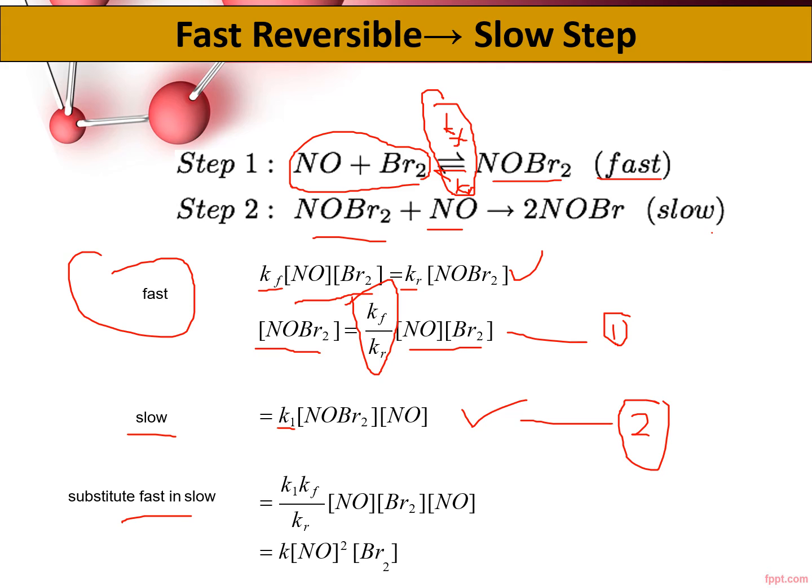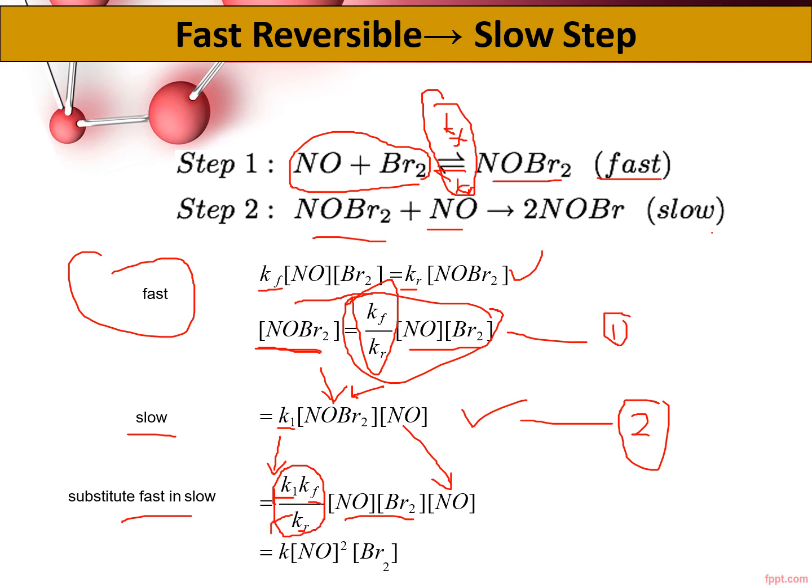So number 1 we have [NOBr2] can be substituted here. All this value can be substituted here. So K1 remain. [NOBr2] is equal to KF over KR, so you put KF over KR [NOBr2], and then come back here, [NO]. This is just replacing everything. So that will give you K1, KF, KR.